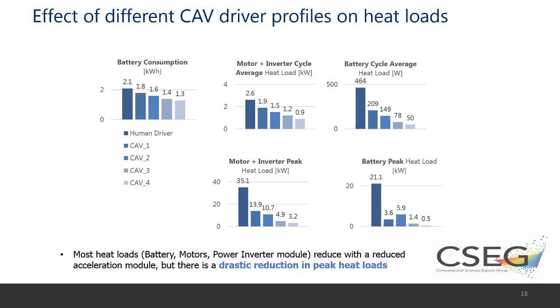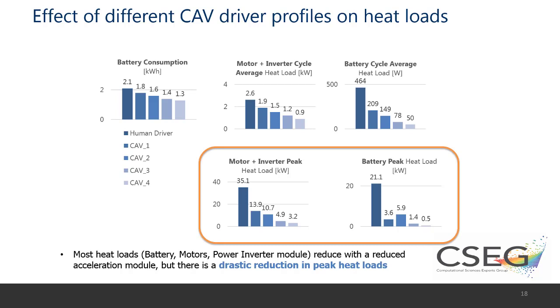But what is surprising to note is the peak heat loads. So if you look at the baseline heat load for the motor, it's 35.1 kilowatts. It's dropped more than 50% down to 13.9. And the battery peak heat load dropped drastically, more than 80%, down from 21 kilowatts to about 3.6 kilowatts. So there was a drastic reduction in peak heat loads and a pretty moderate reduction in cycle average heat loads.